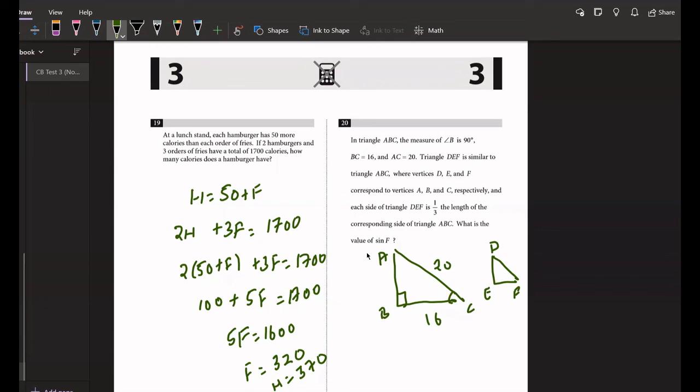So sine F is same as sine C. Sine C is going to be opposite over hypotenuse, right? Opposite, you can use the Pythagoras theorem to find here the opposite value, right? To find the opposite value, that's going to be 400 minus 16 squared is 256. So that's 144. Square root of that is 12. So that's going to be 12 over 20, which is 6 over 10 or 3 over 5. You can input any of the values, they will be correct.